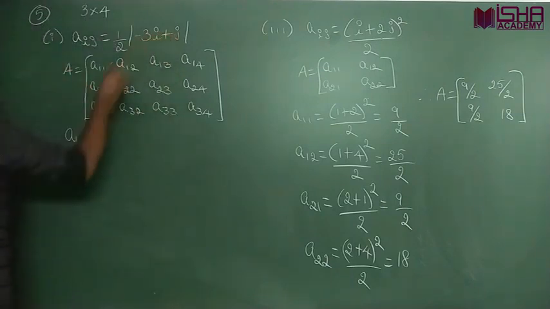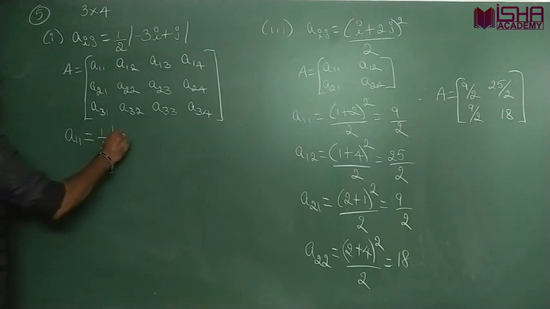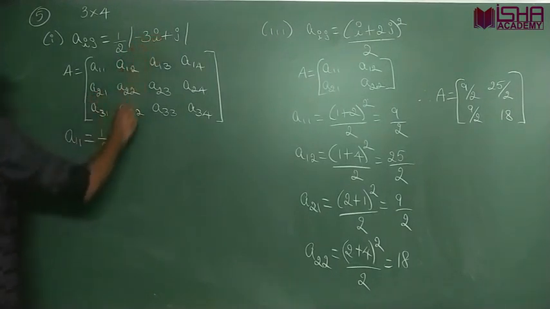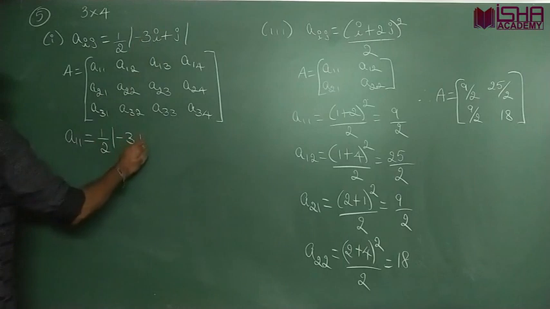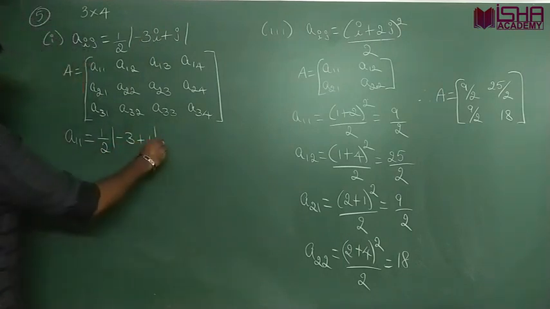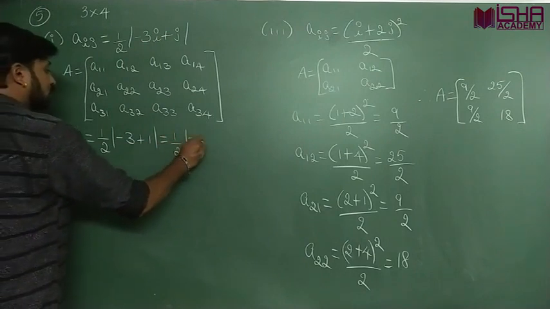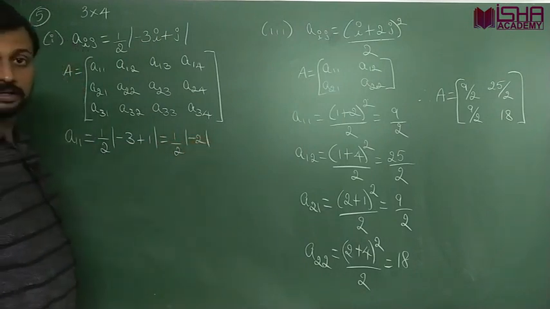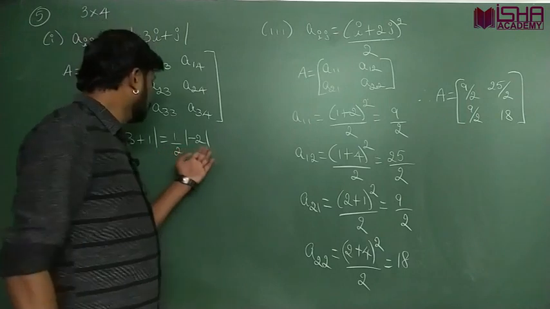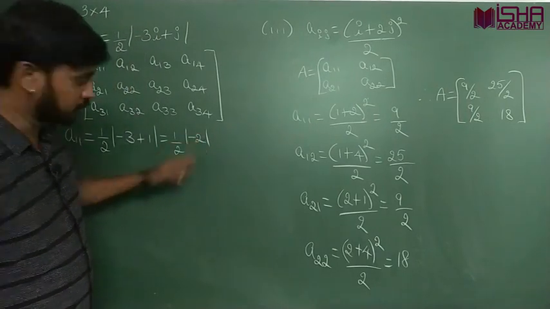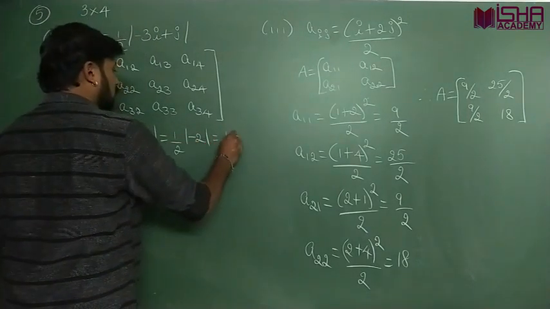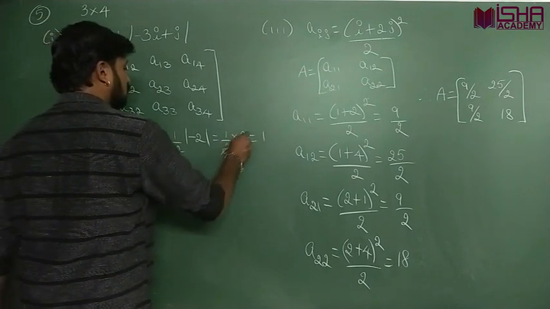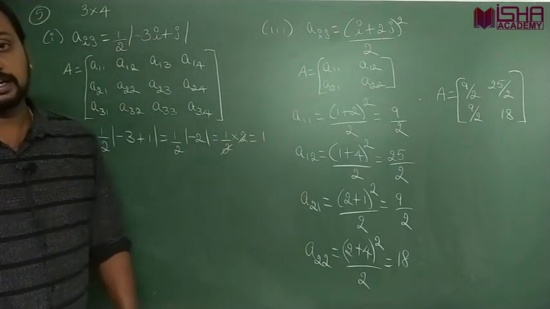See in the definition: 1 by 2 into modulus of minus 3 into 1, that is minus 3, plus 1. Minus 3 plus 1 is minus 2. And what is modulus of minus 2? You know, in the modulus definition, negative becomes positive. So therefore, half into plus 2. So the answer is 1. Is that clear?